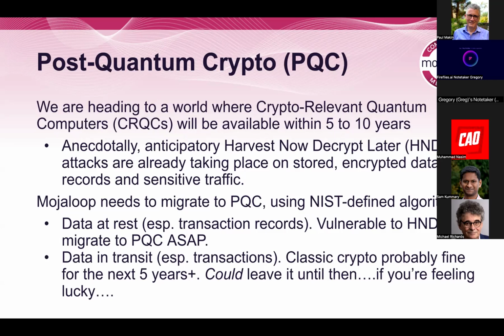So we need to migrate to post-quantum crypto. There are quantum computer resistant algorithms. NIST in the US has defined some algorithms for data at rest and data in transit. So data at rest now is vulnerable to HNDL attacks. We should be migrating to PQC really as soon as we can. Data in transit, transaction data, this classic crypto is probably fine for the next 5 to 10 years. So you could leave it until then, but there's a certain degree of chance there.